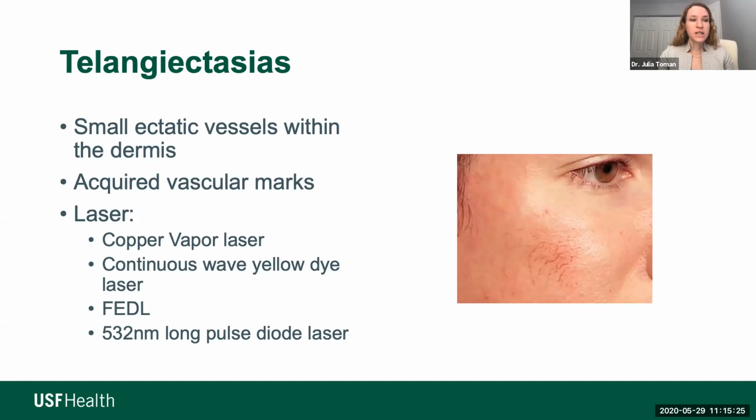Another lesion that you often see is telangiectasias. These are small ectatic vessels within the dermis. They're an acquired vascular mark. And the laser options for them, again, would be the copper dye laser, the continuous yellow dye laser, the flash lamp excited, or a 532 nanometer long pulse diode laser, again, bringing it into the yellow spectrum of the laser spectrum.